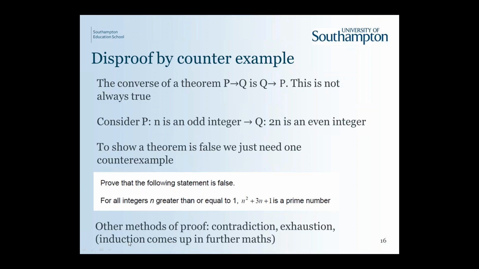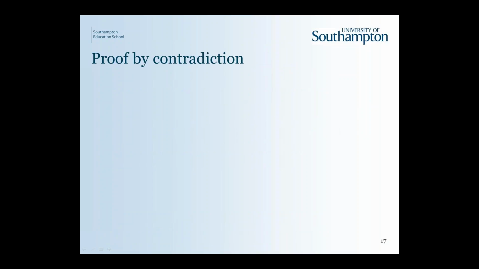And there's also proof by induction, which comes up only in further maths. That is all based on if one of them is true and you can prove that the next thing is true, then everything else after that must be true. But I'll just show you a bit of contradiction. This comes up at A level, so it's not in the AS course, but it's in the second year.